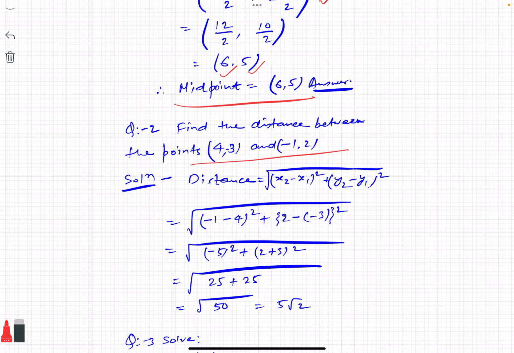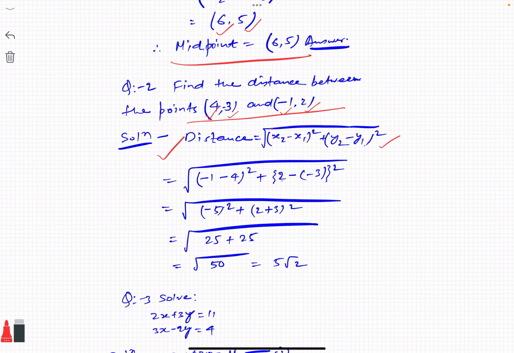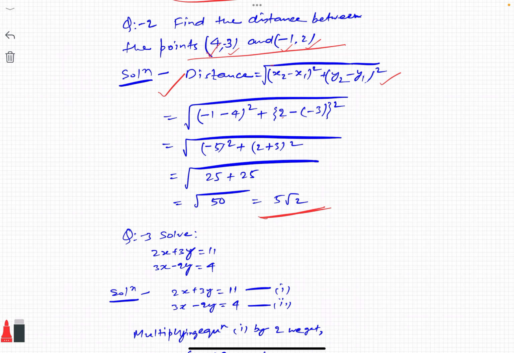Question number 2 is find the distance between the points (4, -3) and (-1, 2). As you know, distance formula is root under (x2 minus x1) whole square plus (y2 minus y1) whole square. We will put the value of x1, x2, y1, y2 in this formula. We will get (-1 minus 4) whole square plus (2 minus 3) whole square. On solving this equation, we will get the final value 5 root 2.